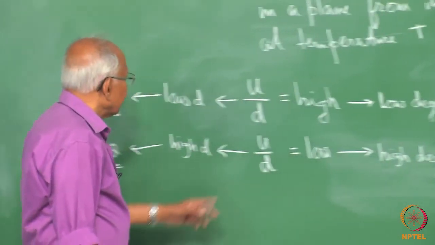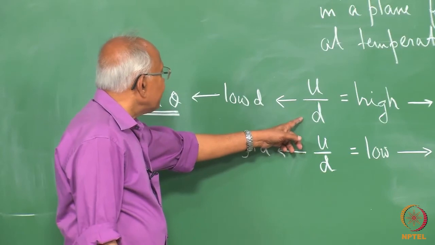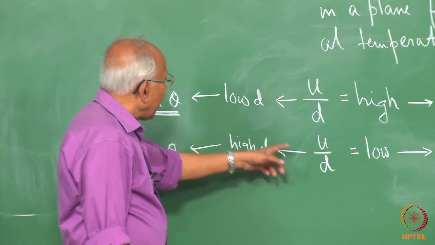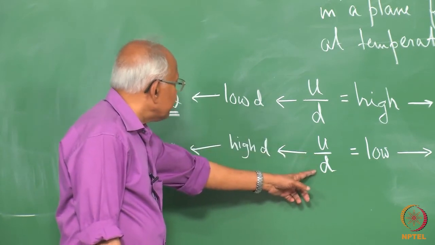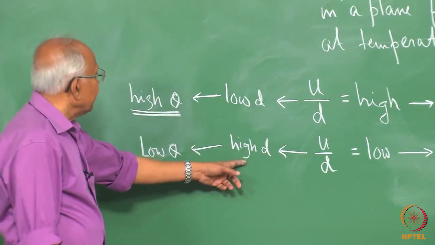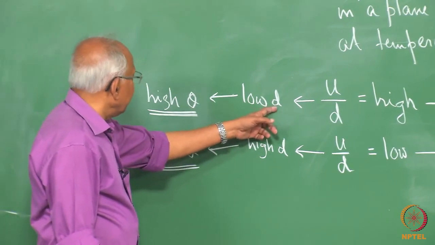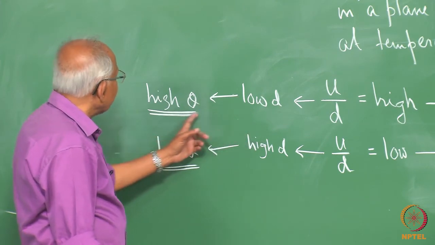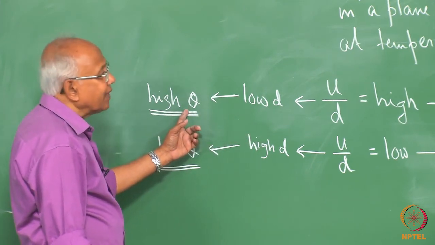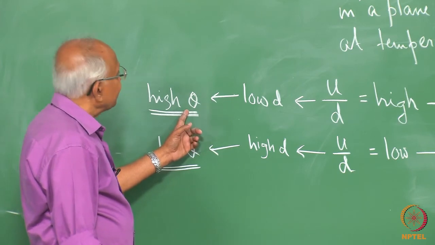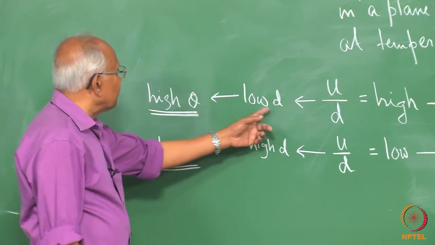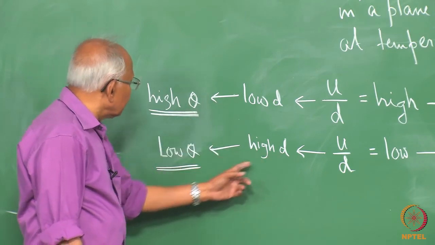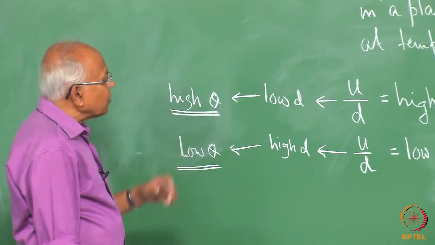But how u by d can be high if d is low, and how u by d can be low if d is high. Now, a low d means we are talking about lines which are getting diffracted at higher theta values, because lambda is equal to 2d sin theta. So, if d is low, theta will be high. Similarly, high d means low theta values. So, what we find?